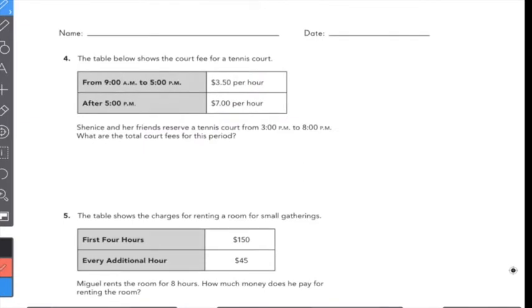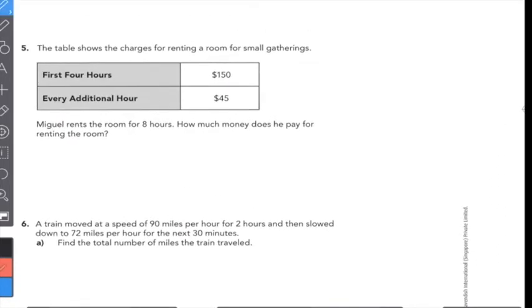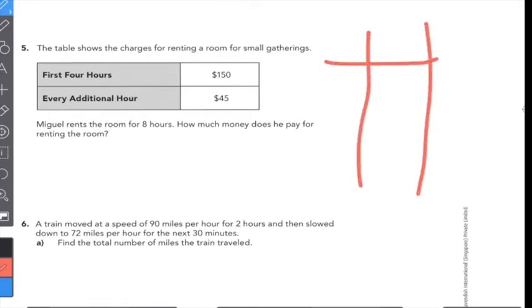Okay, so let's just go over a couple of these. If you remember, for ones that have a table, I told you the best way to do this is to really make a chart. So the first one I'm going to skip. I think you guys know how to do that one. Let's do number 5. What I would do is make a chart. I'm going to put over on this side hours, and over here is going to be the dollar sign for money. Let me just make it a little bigger.